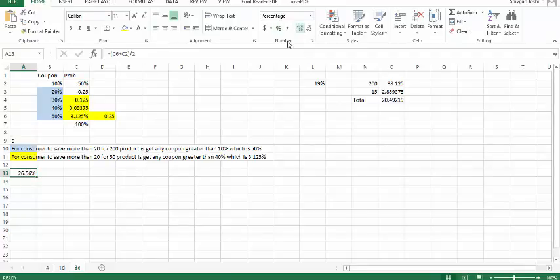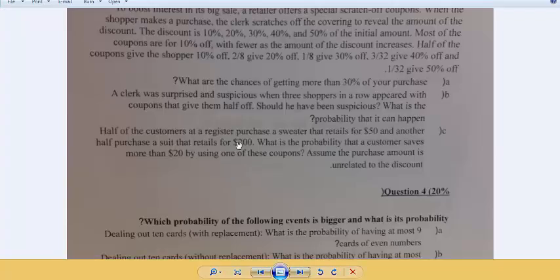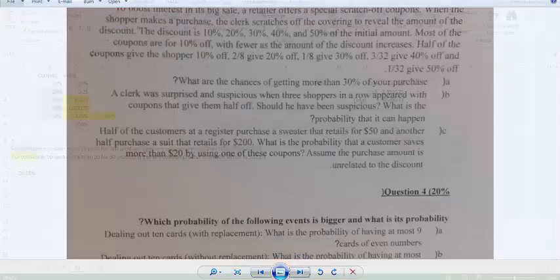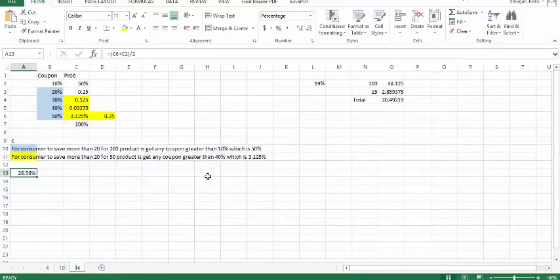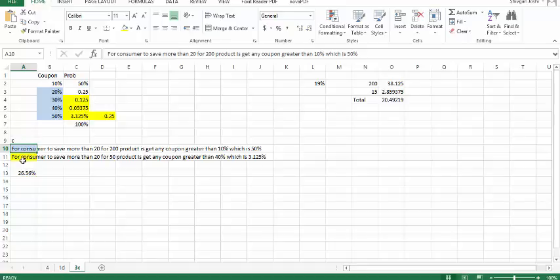Since they are telling us that half of the customers, what is the probability that the customer saves more than 20 by using one of these coupons? So we have reduced this probability to half. You can look at it that we have 50% chance that we are going to save this much, and 50% chance that we are going to save greater than 40, which is very less. So the total answer becomes less.